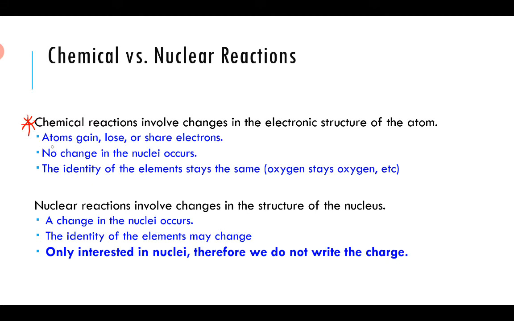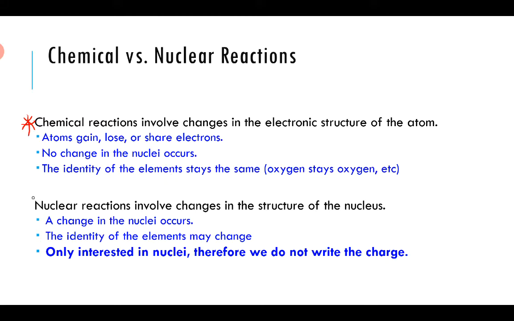In chemical reactions, there is no change to the nucleus, and so the number of each element stays the same on both sides of the equation. So in chemical reactions, you cannot change a carbon atom into a boron atom. You have to have the same number of each element on both sides of the equation. It's impossible to change one element into another.